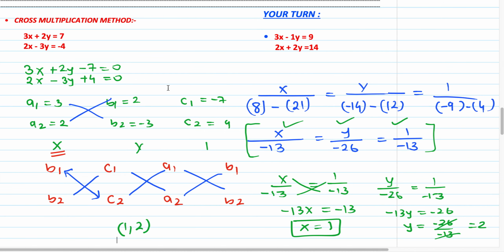So guys, this method you always have to remember this way. So how to actually write this, I'm again explaining.